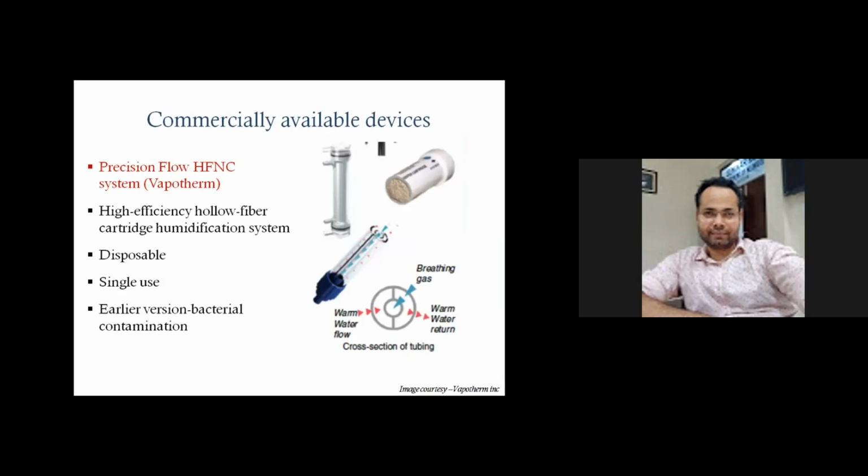This is the flow HFNC system. It is a high efficiency hollow fiber cartridge humidification system. As you can see, this is the cartridge and the air flows through this, and there is circulating water which causes the humidification. It is disposable and single use. Earlier it was withdrawn because of the risk of bacterial contamination, but now it has been reintroduced.